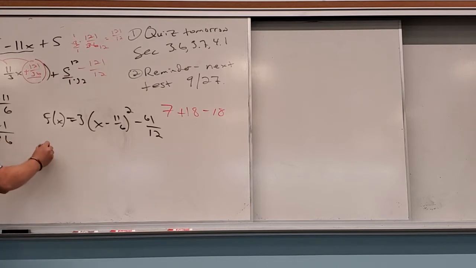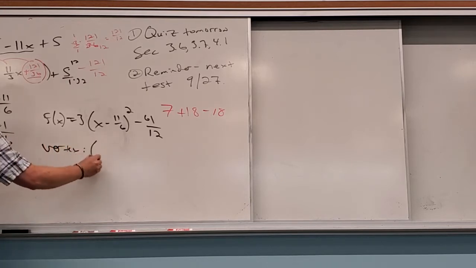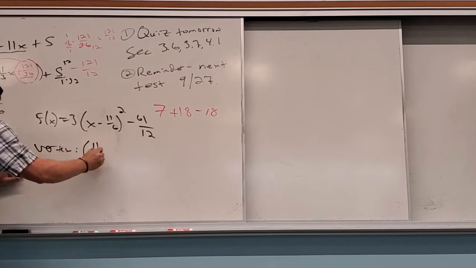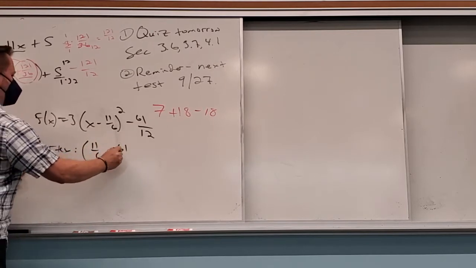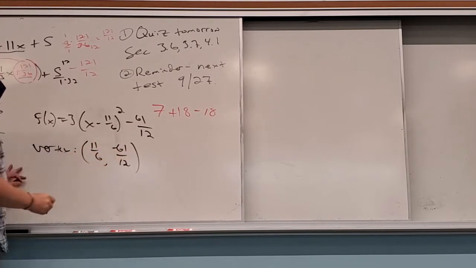So what's the vertex? 11 over 6, and 61 over 12. Do you want that to be one that I ask you to graph? No, normally I would not ask you to graph this. I could give you a problem like this and say find the vertex. I would not ask you to graph this by hand because that's not terribly easy to do.